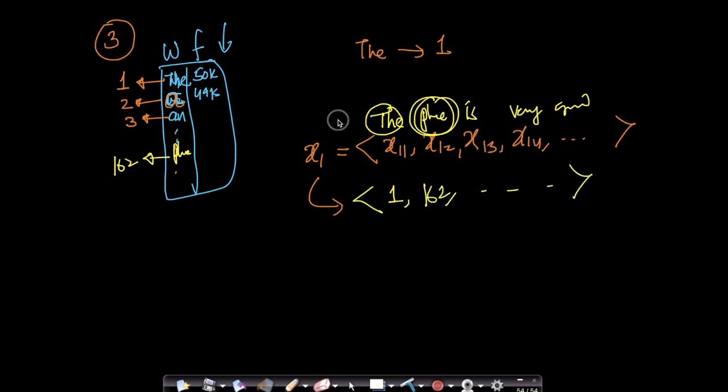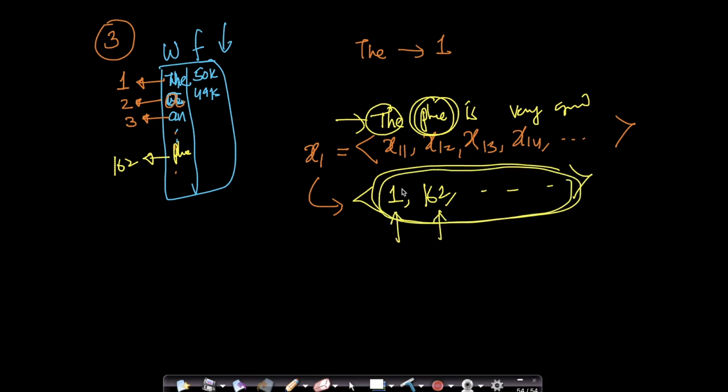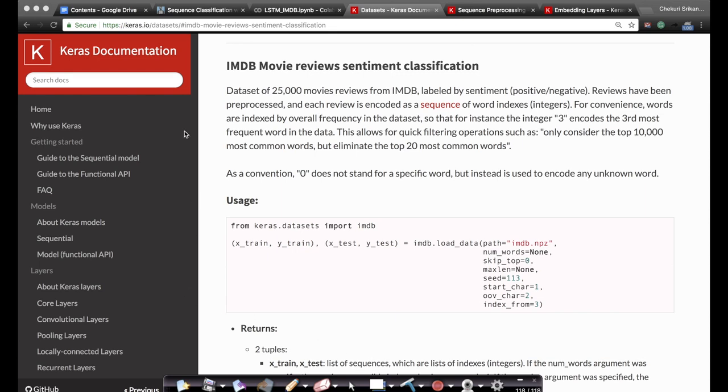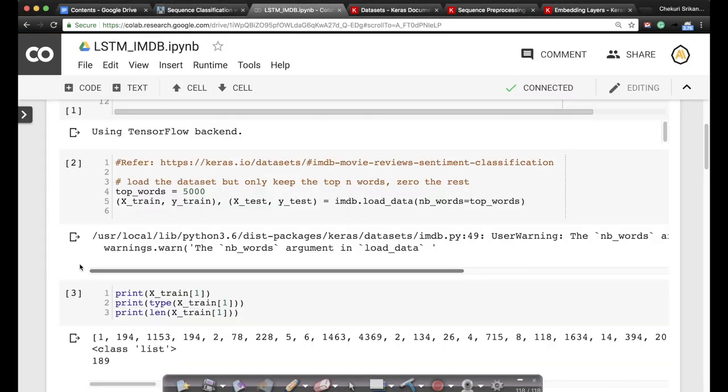So I've gone from a sequence of words to a sequence of indices. These are indexes or indices. This basically says that the first word in my sequence is the most frequent word in the total dataset. That's how they have it. So let's go and see the data for ourselves.